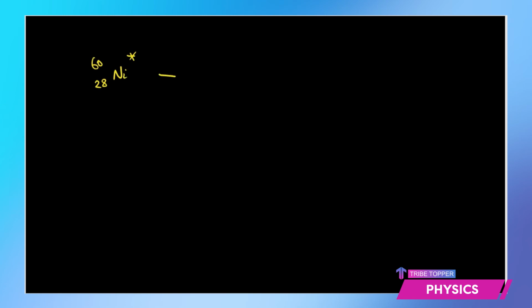This is excited state nickel obtained after alpha beta decay, and that simply changes to 28 nickel 60. So there is no change in the nucleus, it's just the star has gone. So this is in the ground state now, plus a gamma ray photon has been released.